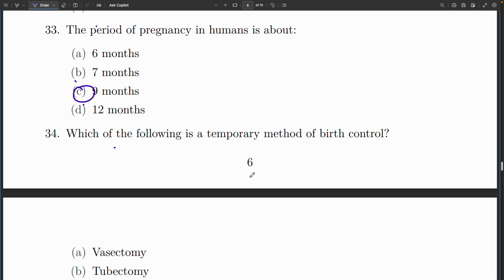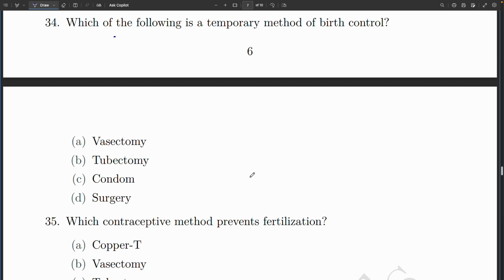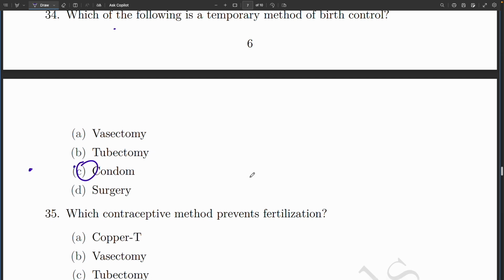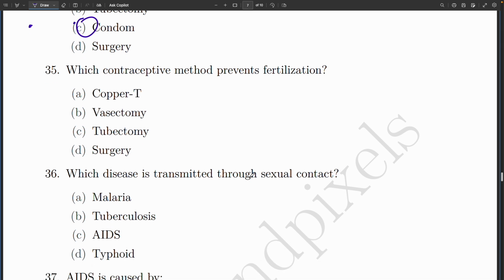Which of the following is a temporary method of birth control? So the temporary method is condoms. Which contraceptive method prevents fertilization? So copper T prevents fertilization, but the best answer will be tubectomy, because fertilization takes place in the fallopian tube and cutting of the fallopian tube takes place in tubectomy. So tubectomy will be the answer.